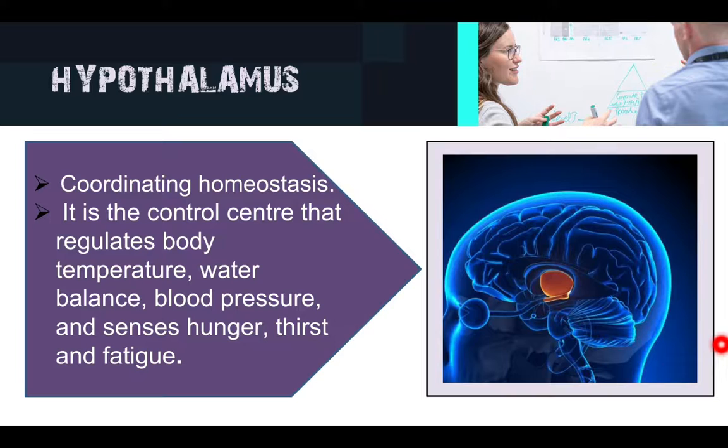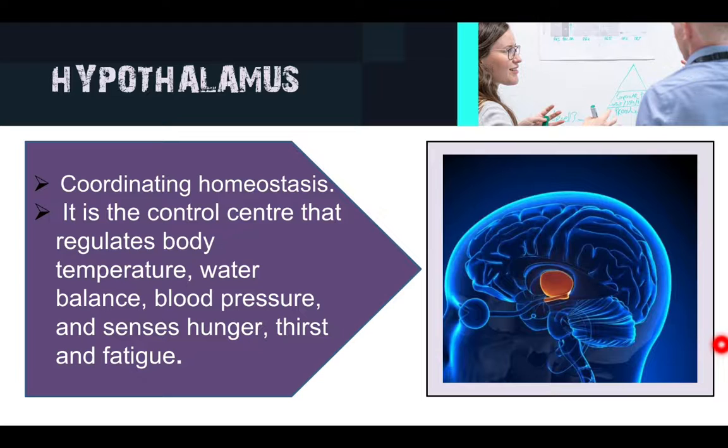Homeostasis is referring to a process whereby the body controls the internal environment. Homeostasis adalah satu proses di mana badan kita mengawal persekitaran di dalam badan kita. Examples of internal environment or persekitaran dalam badan are body temperature, water balance, blood pressure, sense of hunger, thirst and fatigue. Semua tu berlaku dalam badan. Homeostasis is the process of controlling that to ensure that they are at the normal range.